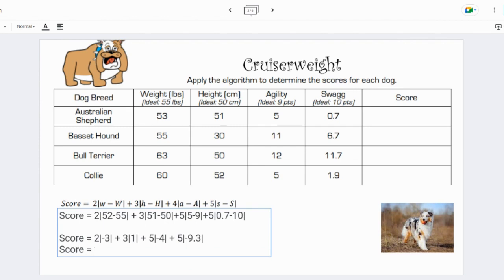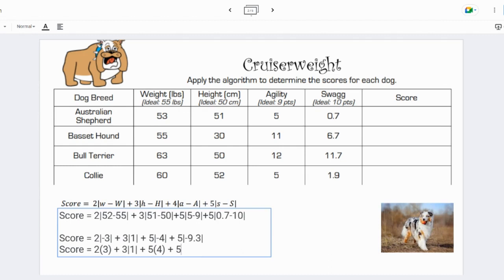Score equals, I'm going to go ahead and solve for the absolute value here. Remember, the absolute value of a number is its distance from 0. So we'll get 2 times 3, since the absolute value of -3 is 3, plus 3 times the absolute value of 1, which is 1, plus 4 times the absolute value of -4, which is 4, plus 5 times 9.3.